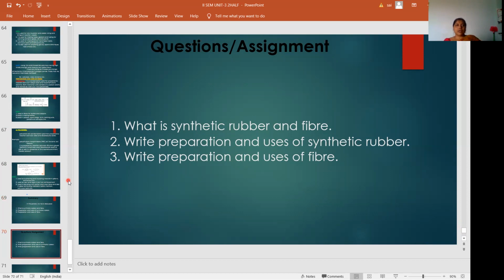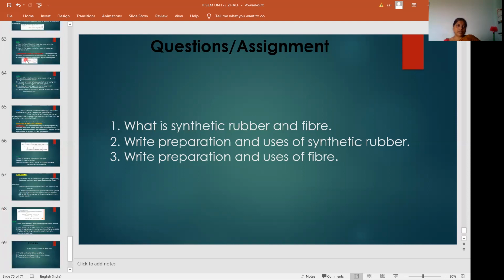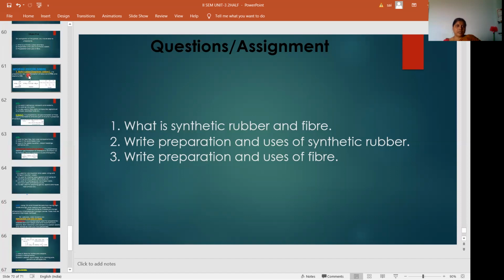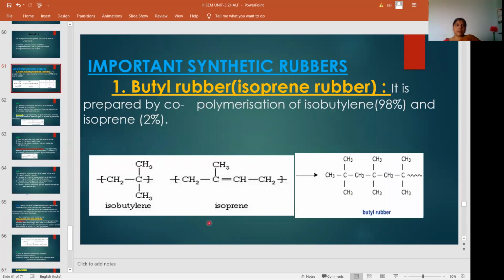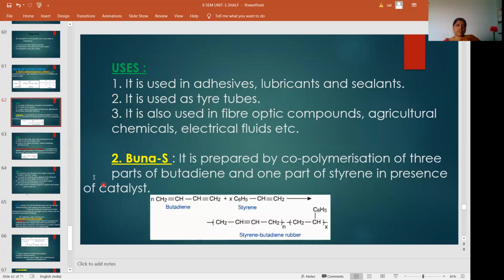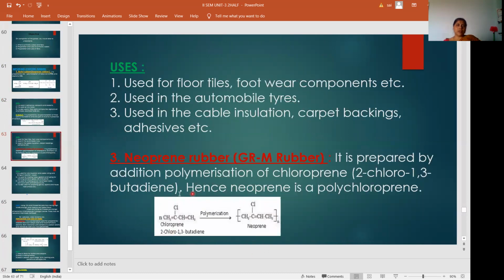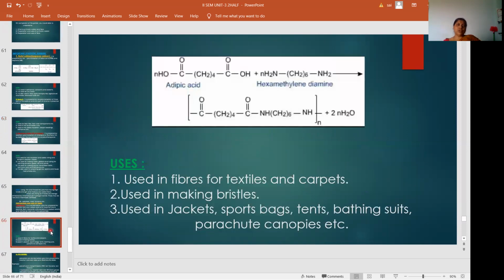Among the 3 rubbers, the first 2, butyl rubber and vinyls, are prepared by copolymerization, and neoprene is prepared by addition polymerization. See here, this butyl rubber is prepared by copolymerization, and this vinyl is also prepared by copolymerization. And next, neoprene is prepared by addition polymerization. This is very, very simple. And then in fibers, 2 fibers are there.